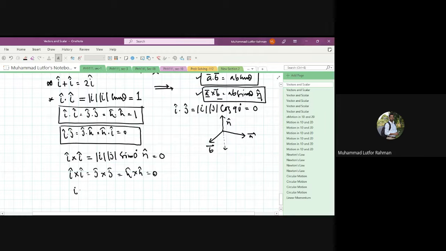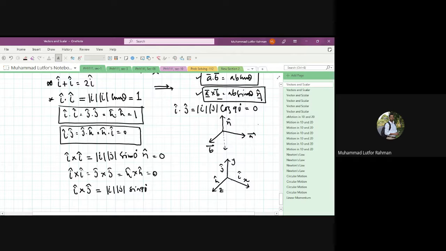What about if I write i cross j? The same way you can write, so magnitude of i hat, magnitude of j hat. Now what is the angle between i and j? It's 90 degrees. Sine 90 is basically 1, right? Now what would eta hat be here? Look at this. Say this is your x-axis, this is your y-axis, and this is your z-axis. And this will be my i hat, this will be my j hat, and this will be my k hat, right?